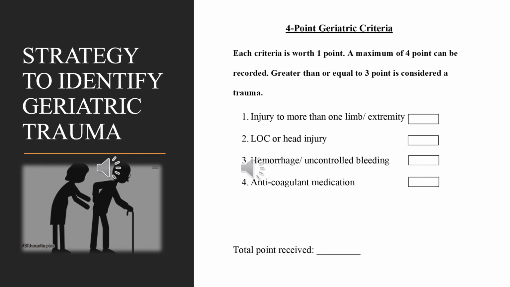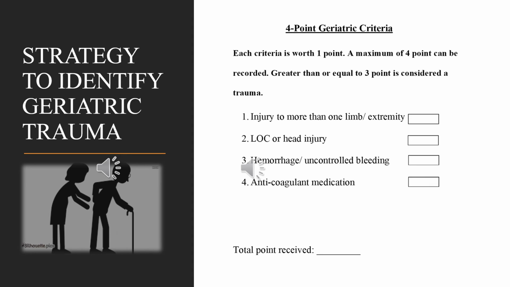I developed the 4-point geriatric trauma criteria as a great tool to identify geriatric trauma that presents itself within the emergency department. Each criterion is worth 1 point. A maximum of 4 points can be recorded. Greater than or equal to 3 is considered a trauma. The criteria are as follows: injury to one or more limb or extremity, loss of consciousness or head injury, hemorrhage or uncontrolled bleeding, and patients who are on anticoagulant medication. These criteria pose significant risk to the elderly population.